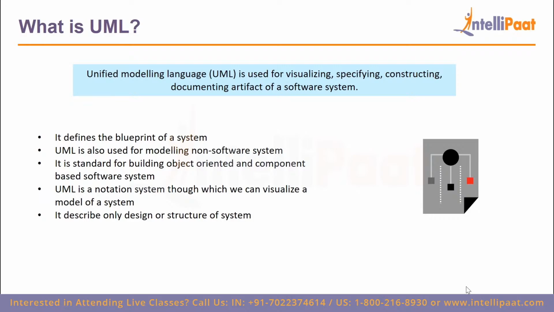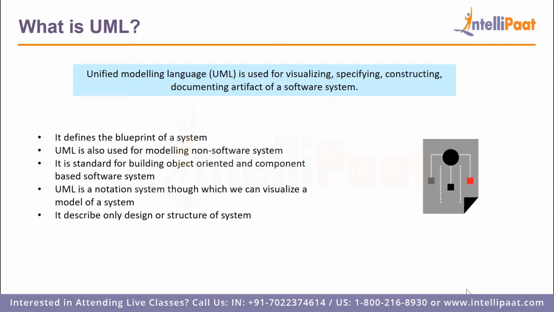It defines the blueprint of a system. You can say it acts as a blueprint for a system. Unified Modeling Language is also used for modeling non-software systems, and it is the standard for building object-oriented and component-based software systems. Also, UML is a notation system through which we can visualize a model of a system. It describes only the design or structure of a system.